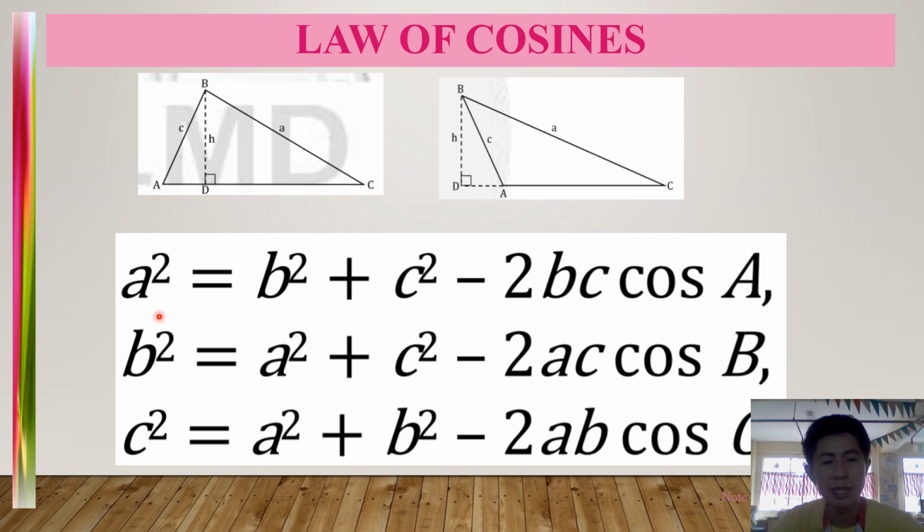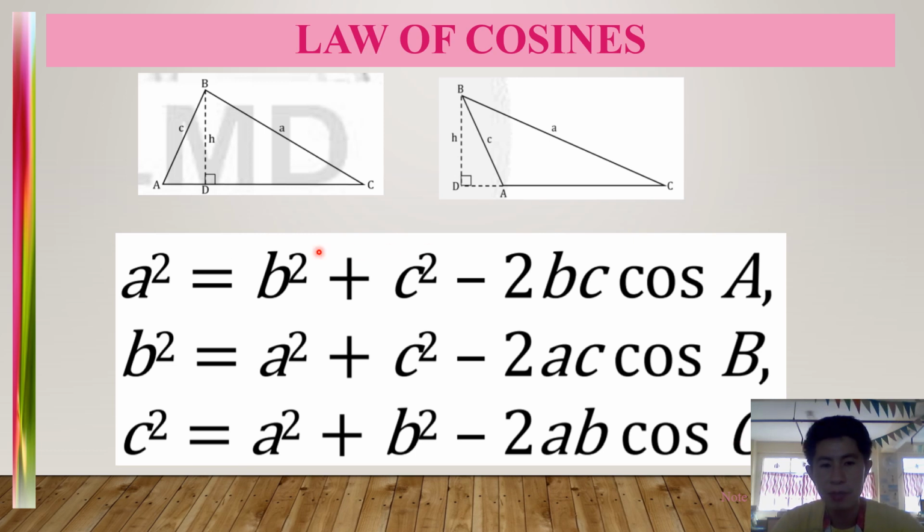Okay, so take note that if the letter here is small letter a, cosine A yung nandito sa formula. Small letter a, so therefore cosine A. Small letter b, cosine B. Small letter c, cosine C. So yun yung isang consideration para madali nating ma-memorize ang mga formula.